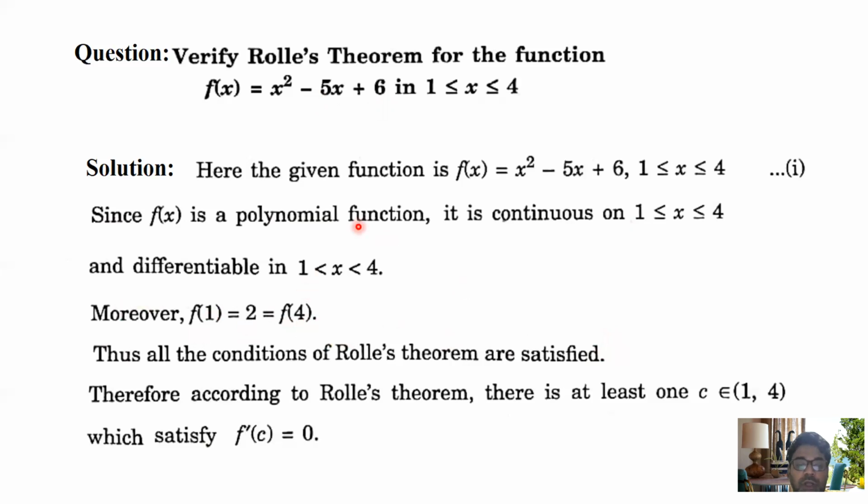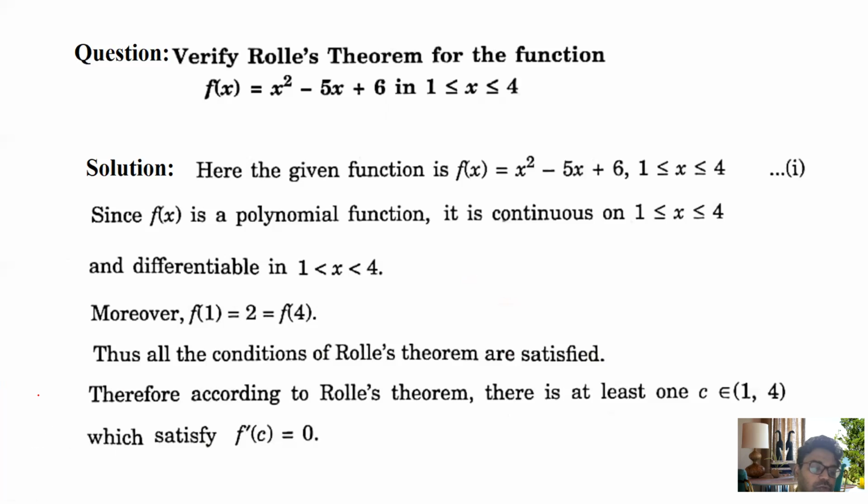So that means number 1, your function is continuous in 1 less or equal to x less or equal to 4, that is a closed interval, and the function is differentiable in the open interval 1 less than x less than 4. And the third condition, fa is equal to fb. Here a is equal to 1 and b is equal to 4. So f1 is equal to 2. If you substitute here, you can find similarly f4 is equal to 2. So fa is equal to fb. So thus all conditions of Rolle's theorem are satisfied. Clear?